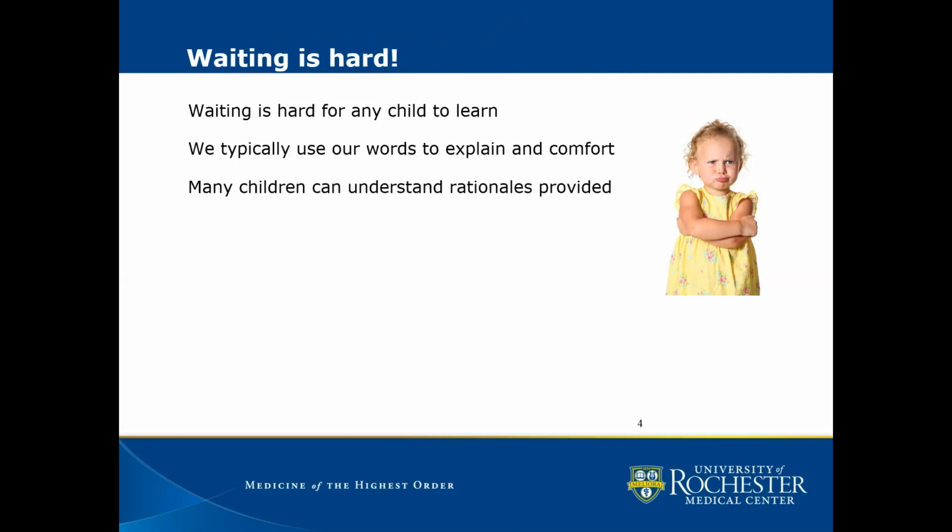So let's talk about waiting, right? Waiting is just a universal skill. It's really hard for any child to learn. So this isn't just kids with autism. This is really kids across the developmental spectrum, right? Usually we find that this is a skill that we teach at a relatively young age, or we certainly try to. And because waiting is so hard, we typically see a lot of emotional reactions, right?